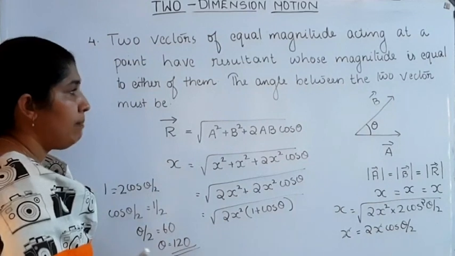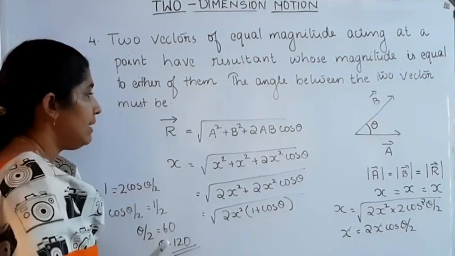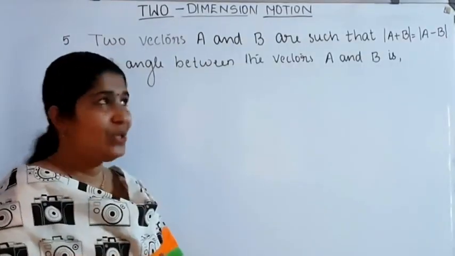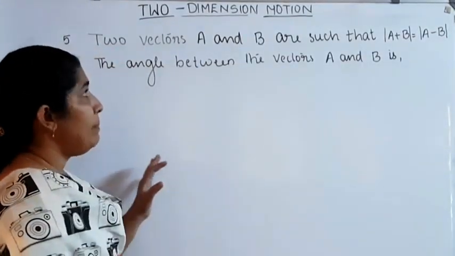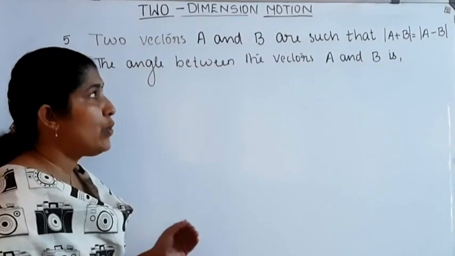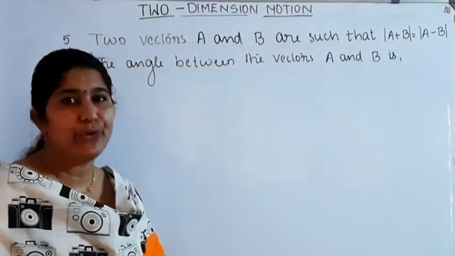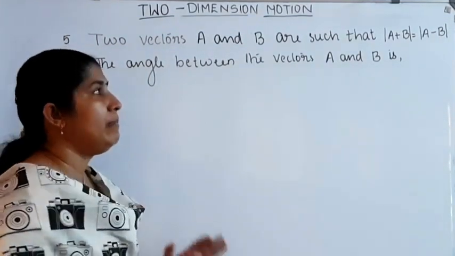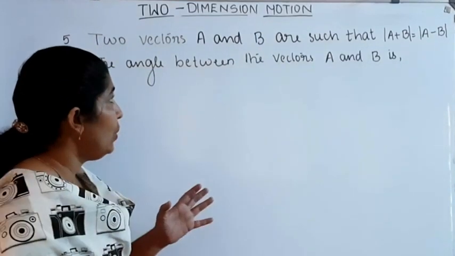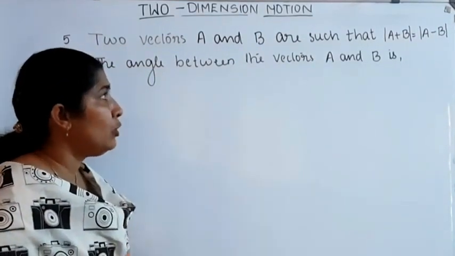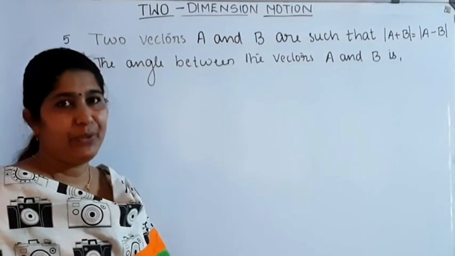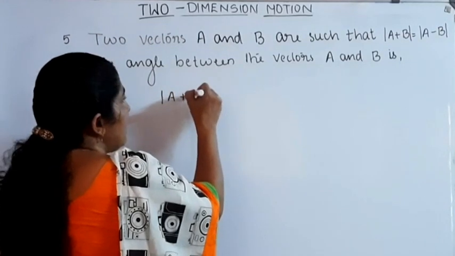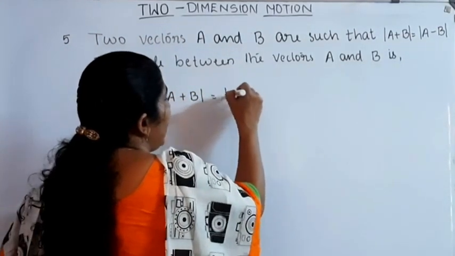If they have the same magnitude, the resultant also has the same magnitude as that of vector A and vector B. Our next question: two vectors A and B are such that modulus of A plus B is equal to modulus of A minus B. The angle between these two vectors A and B is. In this question also, we want to find out the angle between A and B. Okay, the condition given is modulus of A plus B is equal to modulus of A minus B.